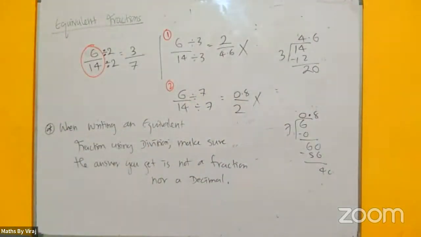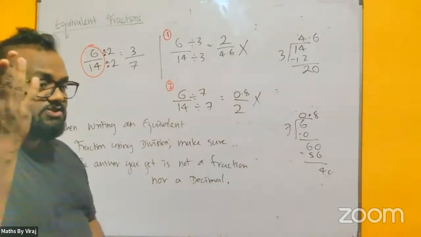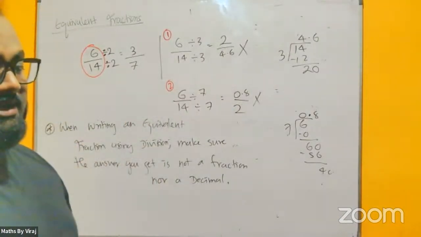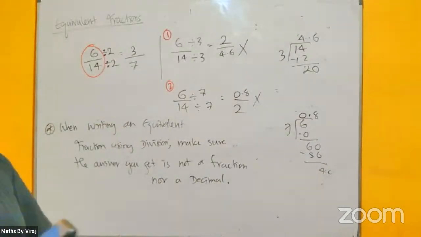So in the first instance, I divide 6 by 3 and also 14 by 3. Now when I divide 6 by 3, the answer is 2, no issue. But when I divide 14 by 3, what is the answer that I get? I get the answer as 4.6 and it recurs.